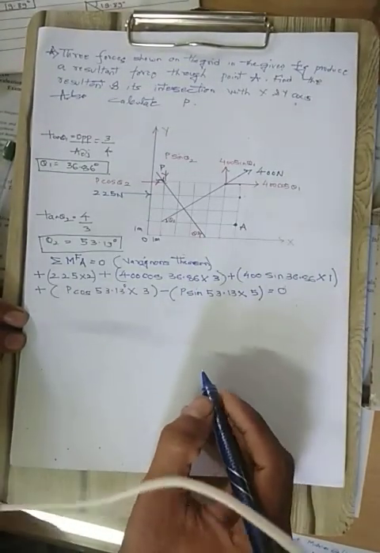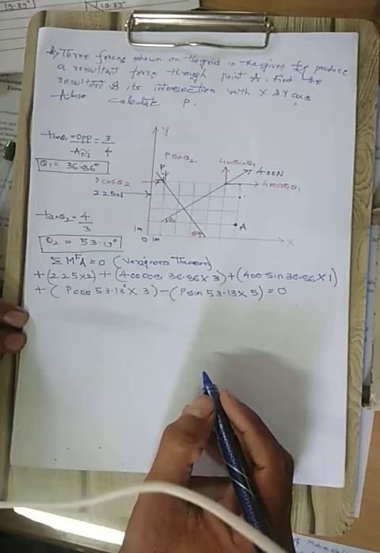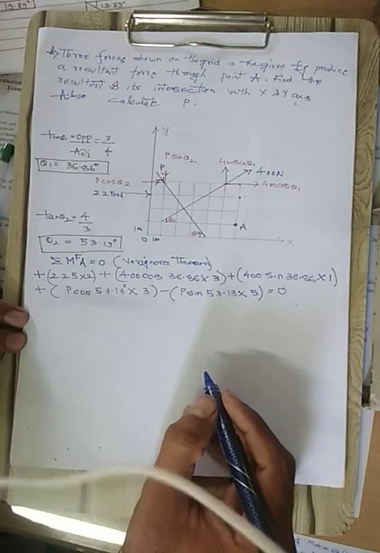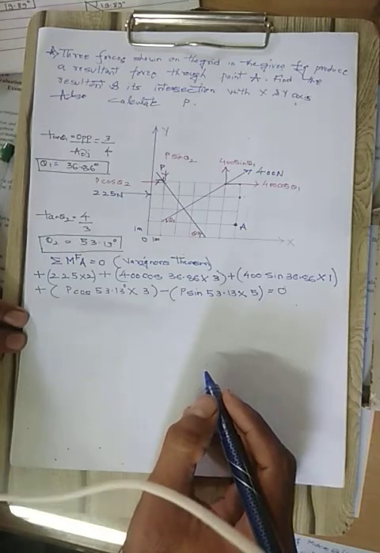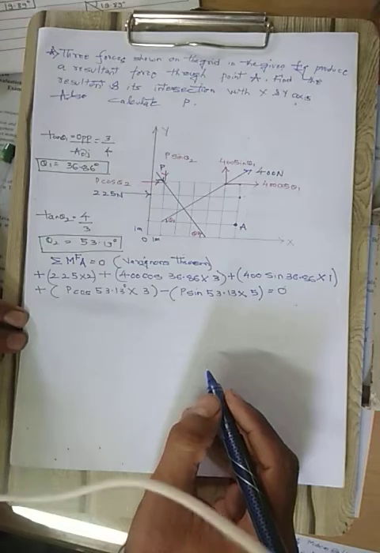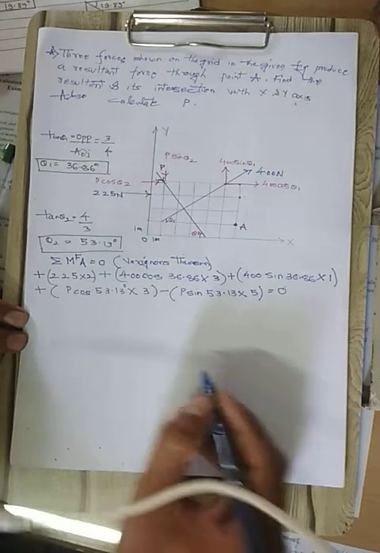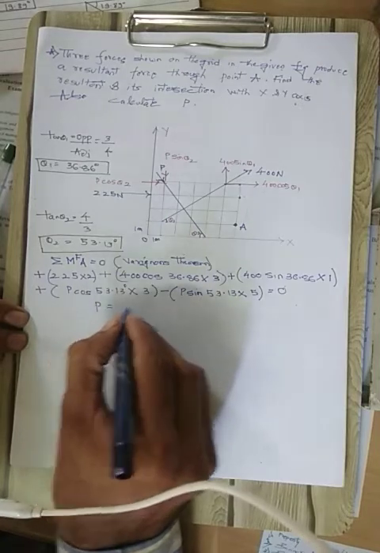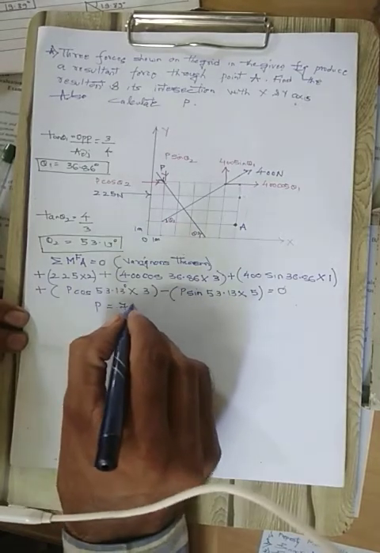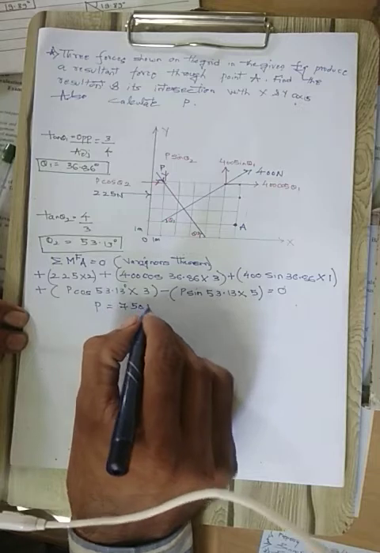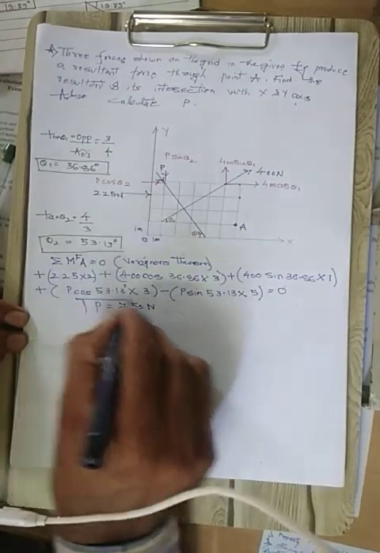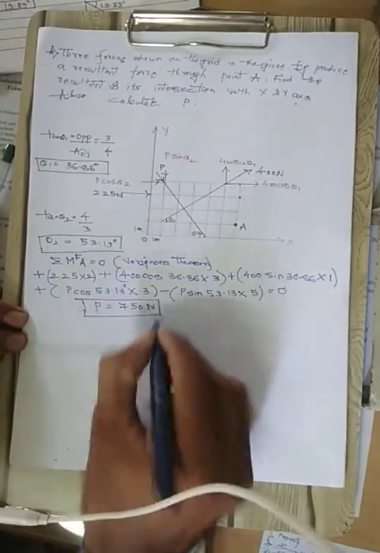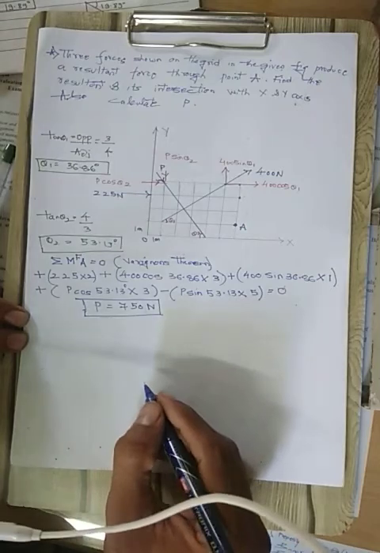So what is the value for this? The value for this comes to be P is equal to 750 newtons. After all additions and subtractions, the force P comes to be 750 newtons. You should calculate all the forces with the help of the calculator. So force P comes to be 750 newtons.